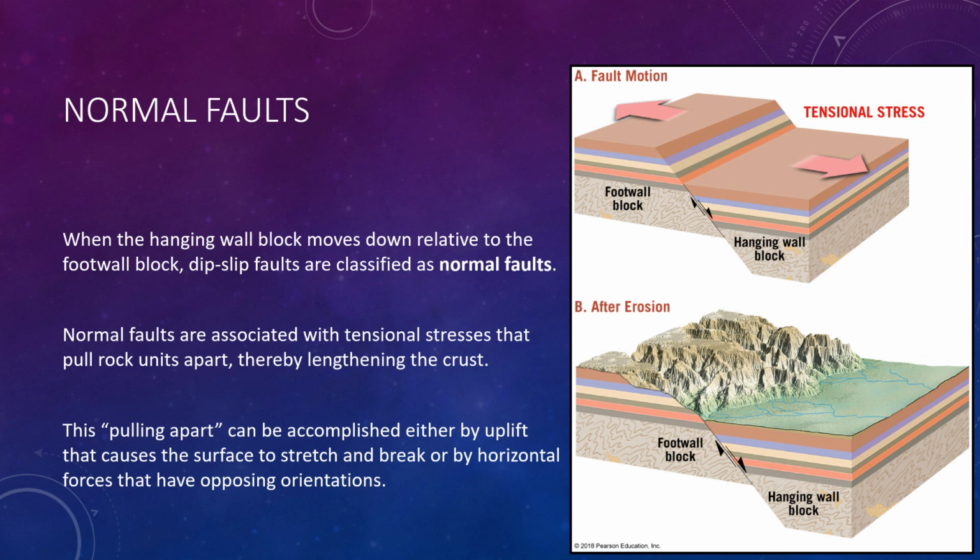When the hanging wall block, or the one on top, moves down relative to the foot wall block, dip-slip faults are classified as normal faults. Normal faults are associated with tensional stresses that pull rock units apart, thereby lengthening the crust laterally but thinning it vertically. This pulling apart can be accomplished either by uplift that causes the surface to stretch and break, or by horizontal forces that have opposing orientations. These faults are called normal faults because it is normal for gravity to pull a block of rock down an inclined plane.